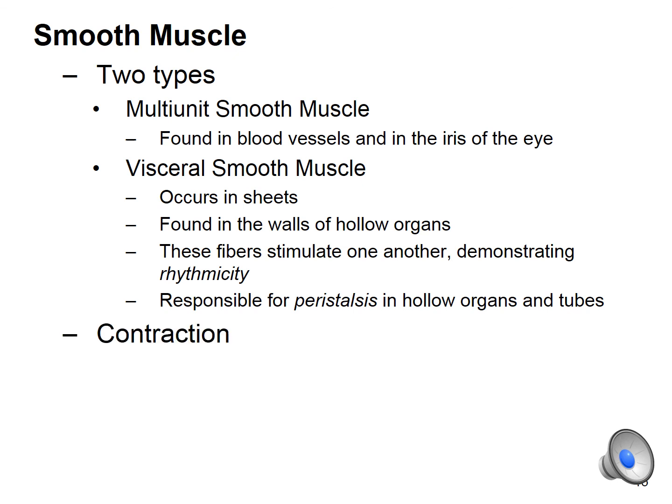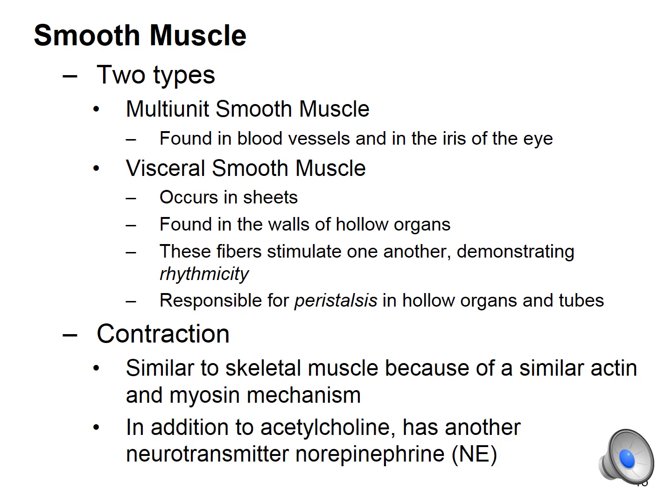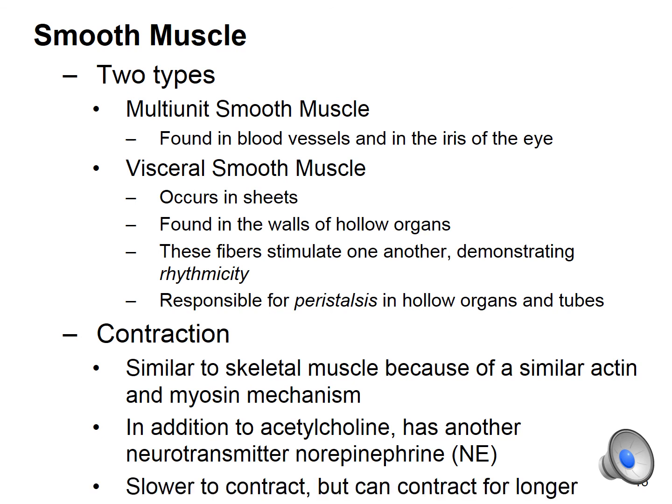With regard to smooth muscle contraction, it's quite similar to skeletal muscle contraction because there's also the actin and the myosin, but instead of just having acetylcholine as a neurotransmitter, there's one other neurotransmitter, and it's called norepinephrine. And smooth muscle is slower to contract, but it can contract for longer.